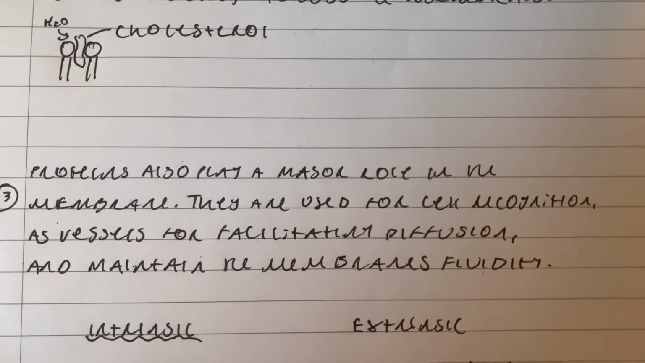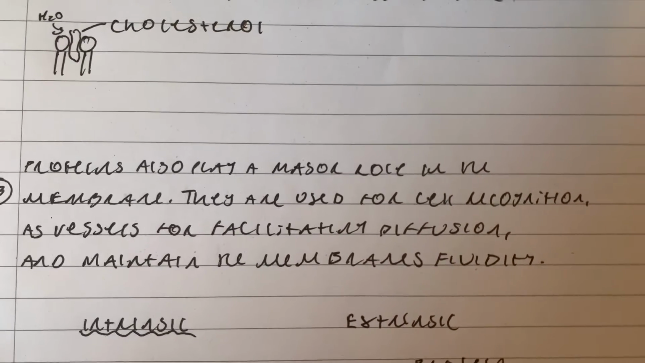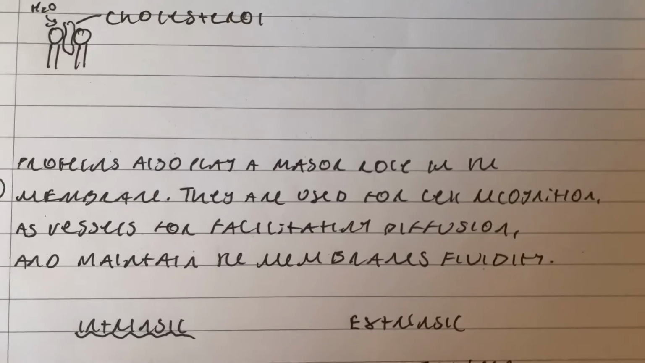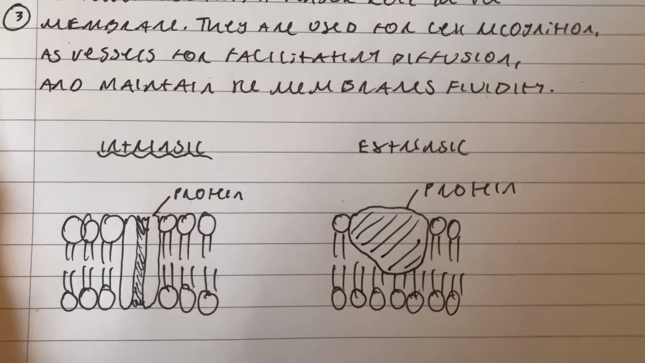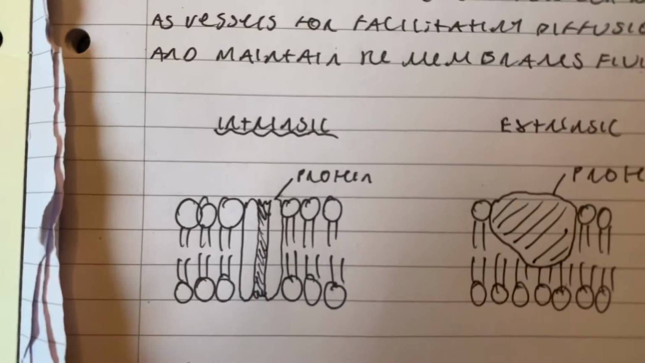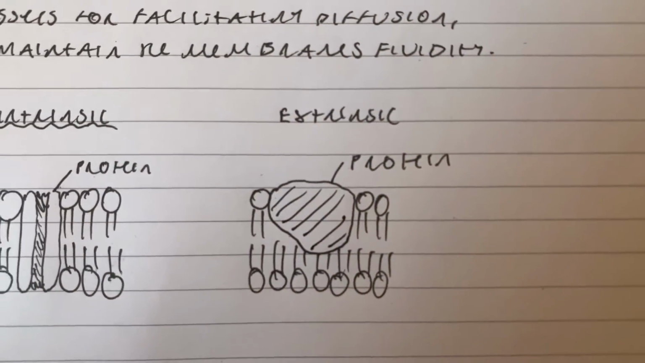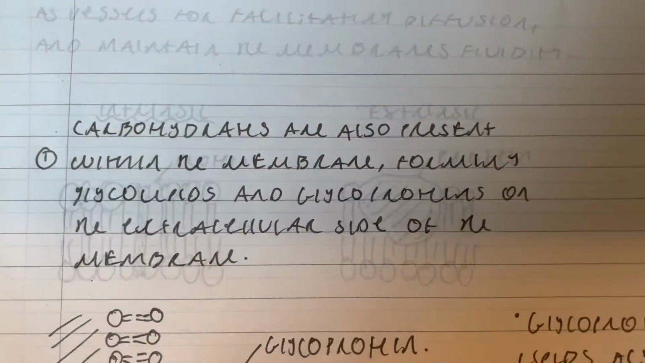Proteins also play a major role in the membrane. They're used for cell recognition, as vessels facilitating diffusion, and to maintain the membrane's fluidity. These can be either intrinsic or extrinsic. Intrinsic proteins span the entire membrane, meaning they cross both sides. This is not true for extrinsic.